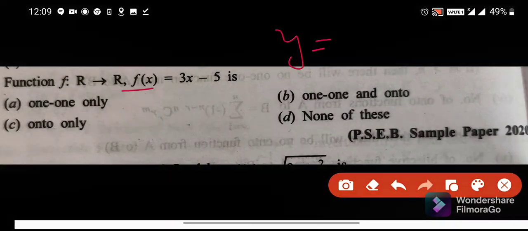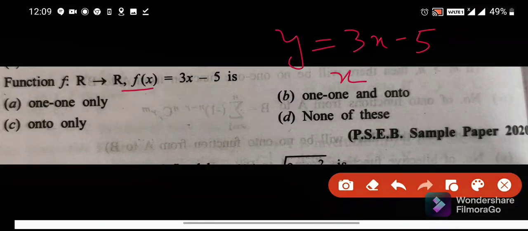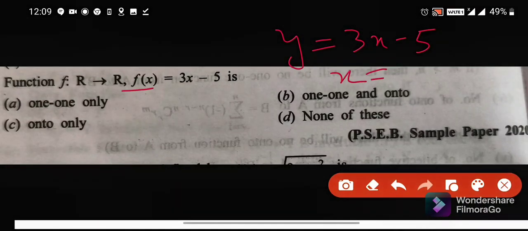Now for onto, take f(x) is equal to y, 3x minus 5, then find out the value of x, which is equal to (5 plus y) by 3.